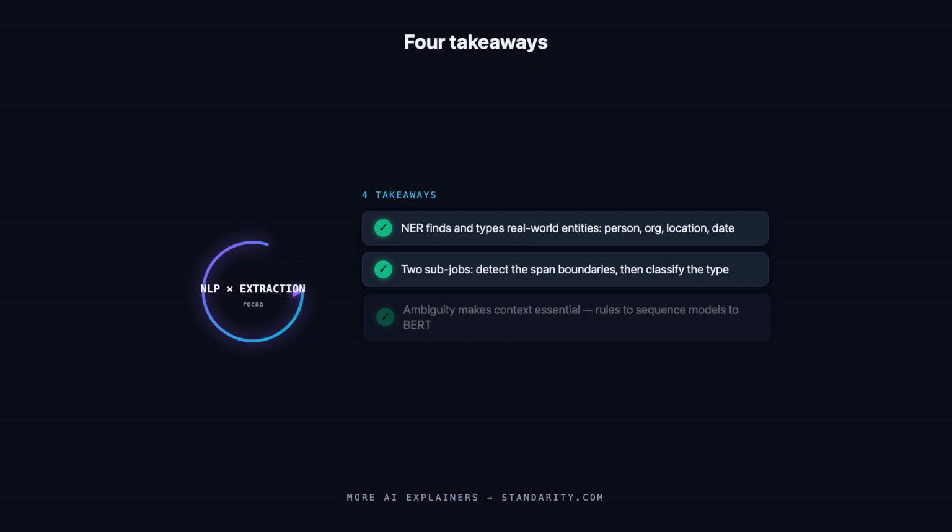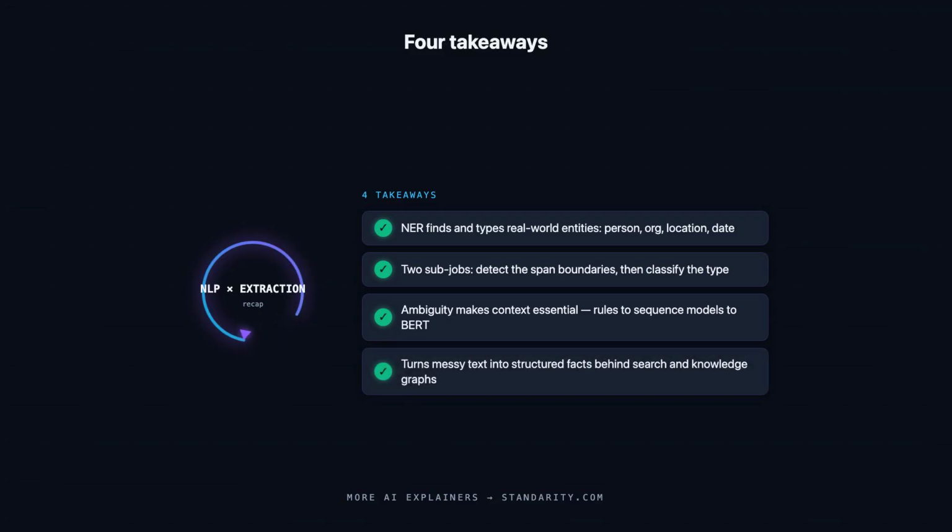Ambiguity makes it hard, so modern systems lean on surrounding context, moving from rules to sequence models to transformers like BERT. By turning messy text into structured facts, NER powers search, question answering, chatbots, and knowledge graphs across the whole field.